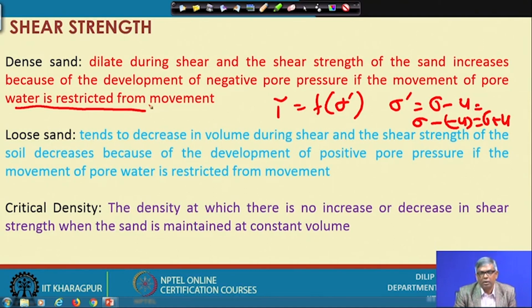And loose sand, when you shear it, the volume will decrease, and as a result positive pore pressure will develop, and the effective shear stress will be reduced, which will result in a reduction in shear strength.